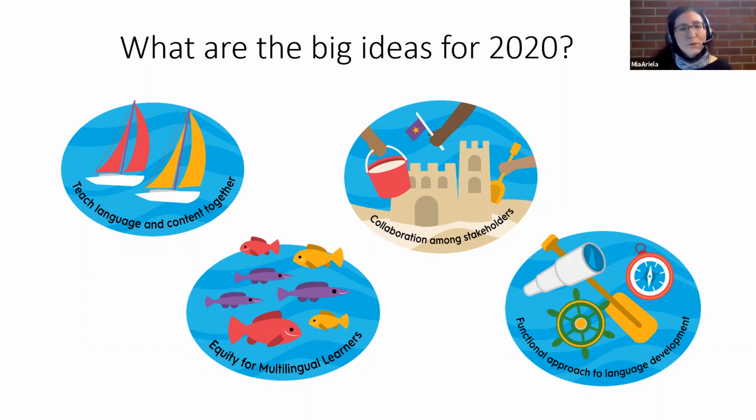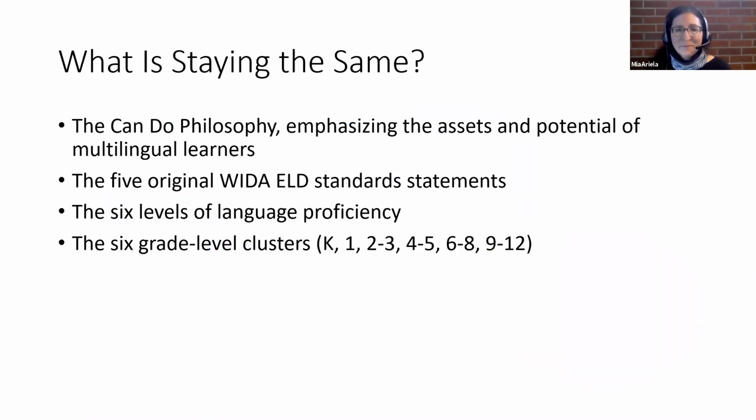So now where we're going to move is taking a look at some of the things that do remain the same. So from previous editions, this is the fourth edition, that can-do philosophical approach continues to remain the foundation of the WIDA framework. It really, again, as I have mentioned before, emphasizes that asset-based approach to the potential of our multilingual language learners. The 5 original WIDA ELD standard statements remain the same. The 6 levels of language proficiency remain the same, but you'll also notice that there is that continuum because students learn language at different rates and at different speeds, depending on the domain and also depending on the content area. The other thing that you'll notice that remains the same and consistent in this edition is those grade level clusters. So let's dig in.